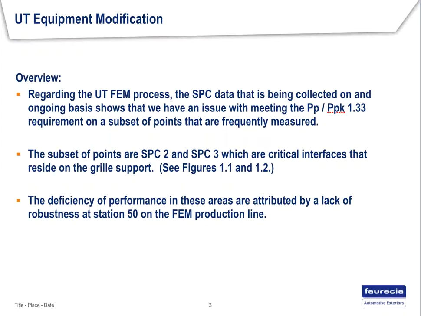The deficiency of performance in these areas is attributed to a lack of robustness at Station 50 on the front-end module production line. Station 50 is where we do the fixture setting of the grill support to the carrier, as everyone is aware of. And we have noticed that there are some deficiencies on this station that we need to address.